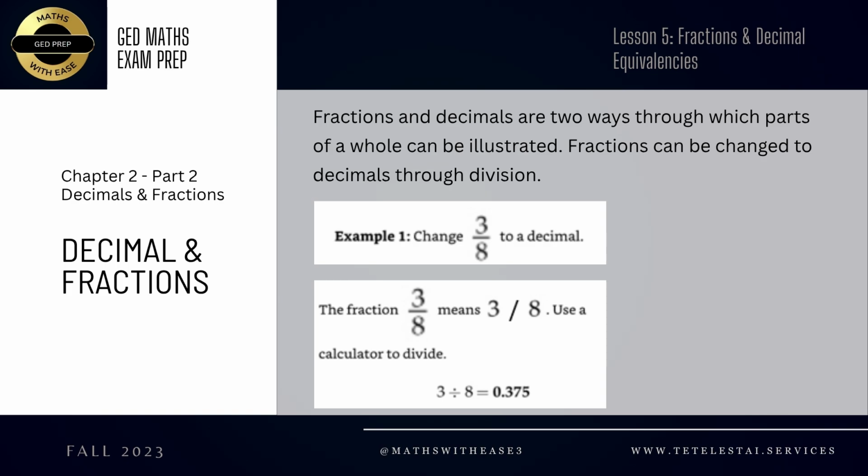In this example, we're being asked to change the fraction 3/8 to a decimal. 3/8 just simply means 3 divided by 8. You would just enter 3 divided by 8 into your calculator, and you would get your answer.